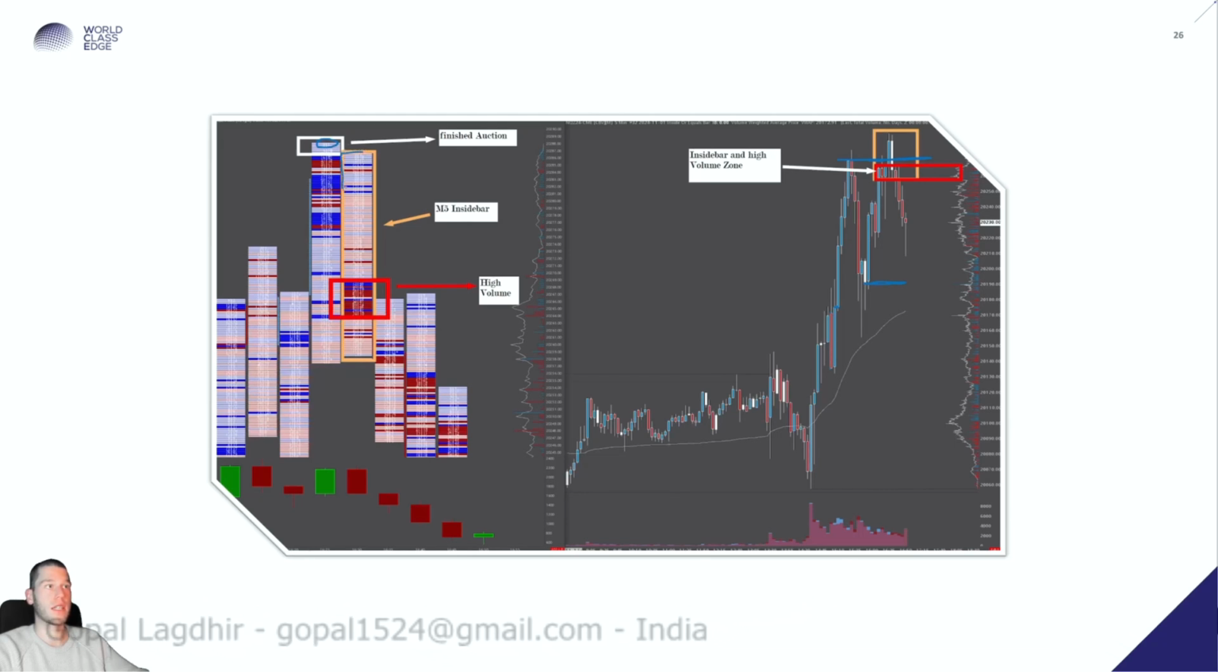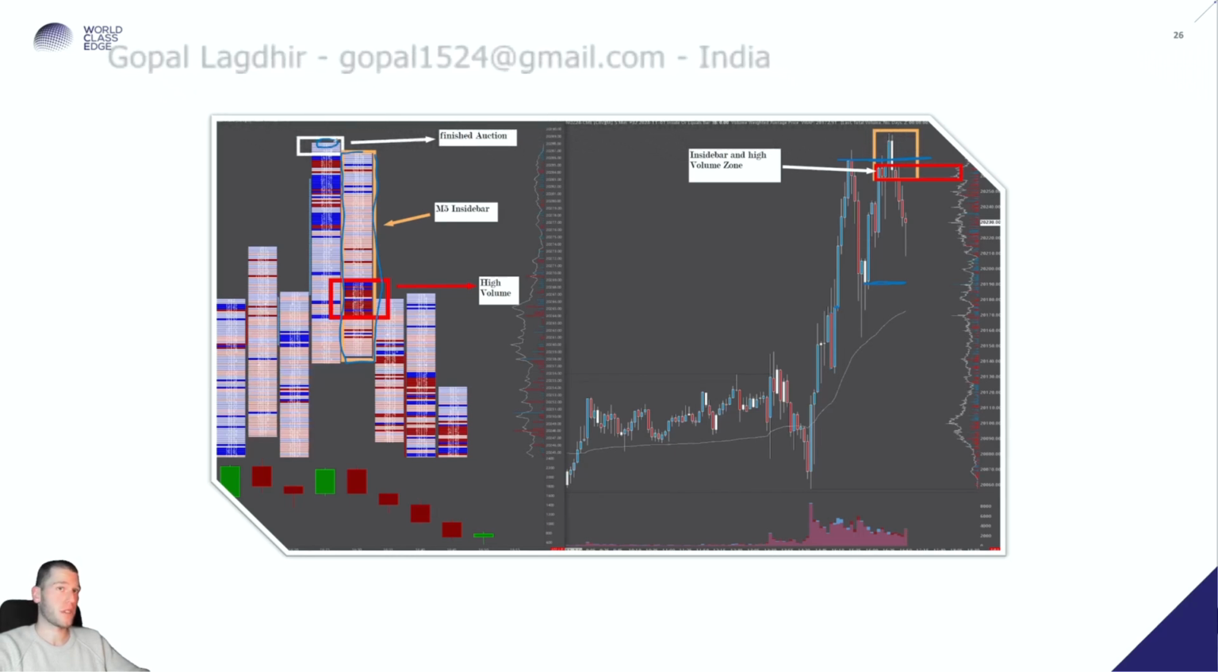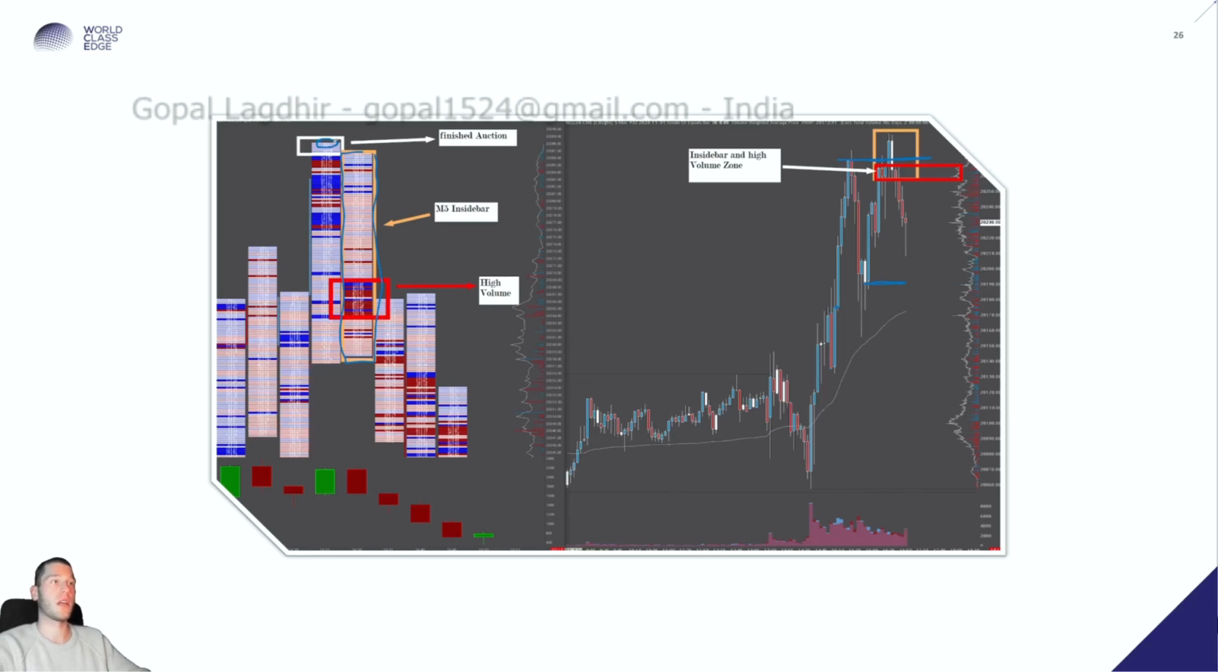And this is another technical setup that we can use, or we implement it into the dynamic setups because it is kind of dynamic. But in this footprint you can see also highlighted in white that is an inside bar. So we have a first sign that there's no real big interest in trading on the very top, because otherwise there would have been an unfinished auction.